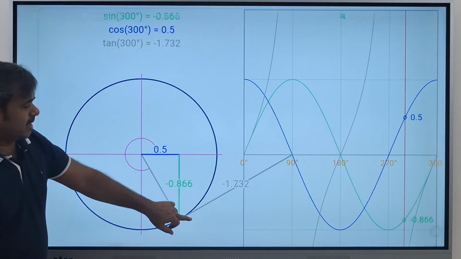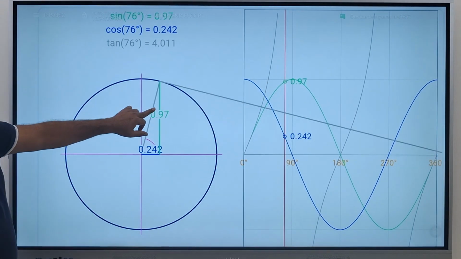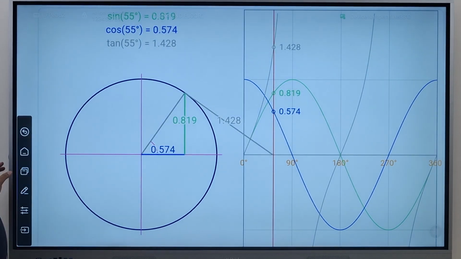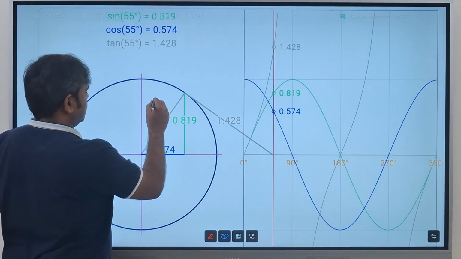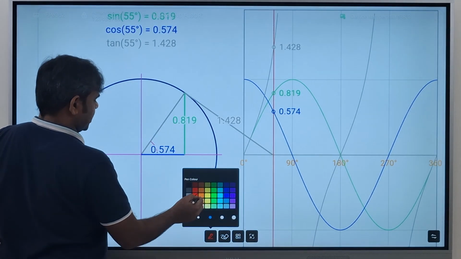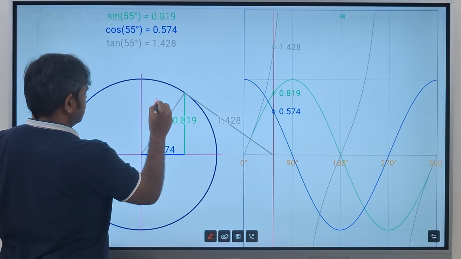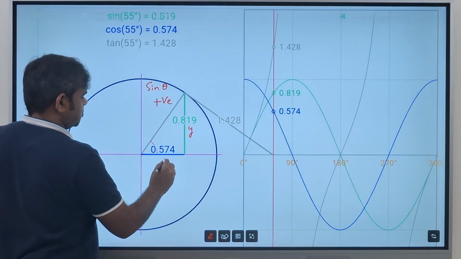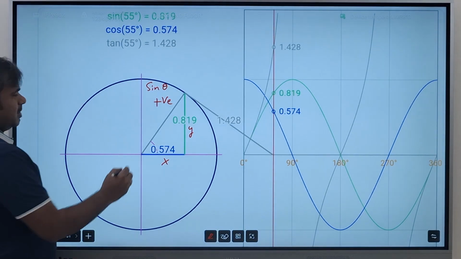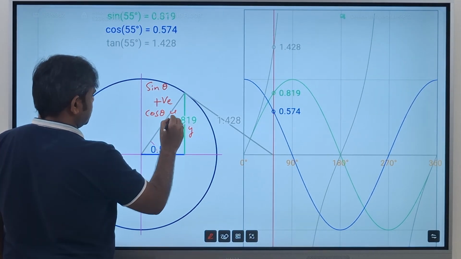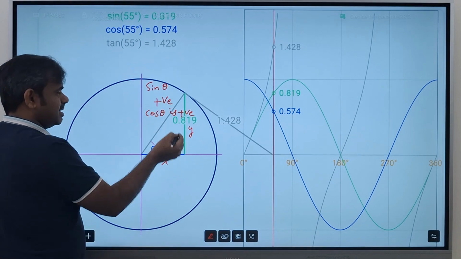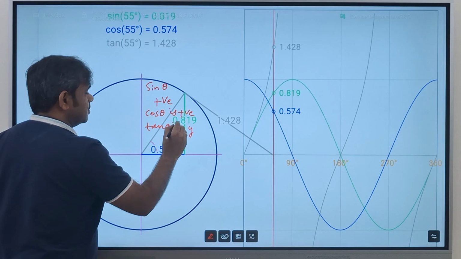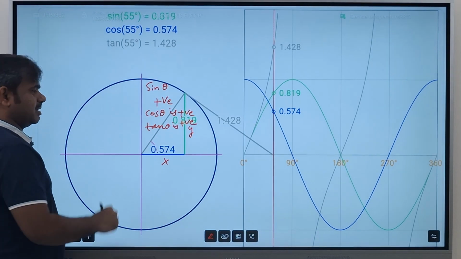Look at the graph and how this is changing. In the first quadrant, sine theta is positive, cos theta is positive, tan theta is positive, because in the first quadrant, x is positive, y is positive. Since sine theta and cos theta are positive, the ratio, which is tan theta, is also positive. Sine theta divided by cos theta is positive.